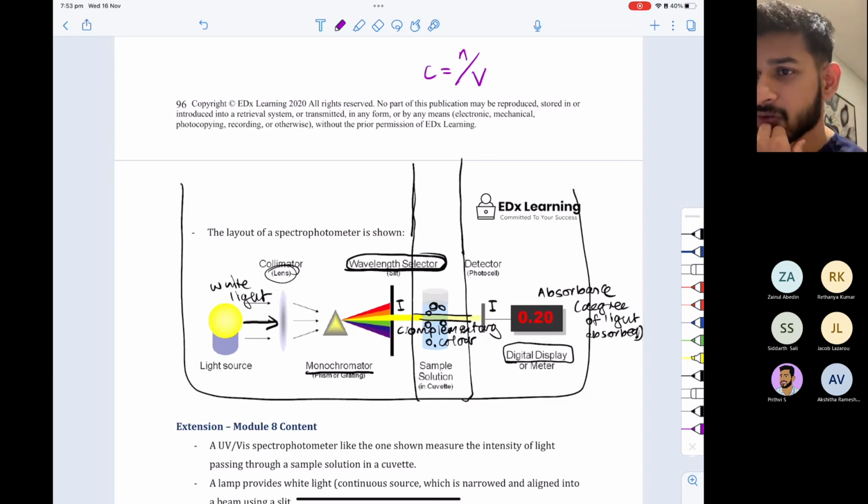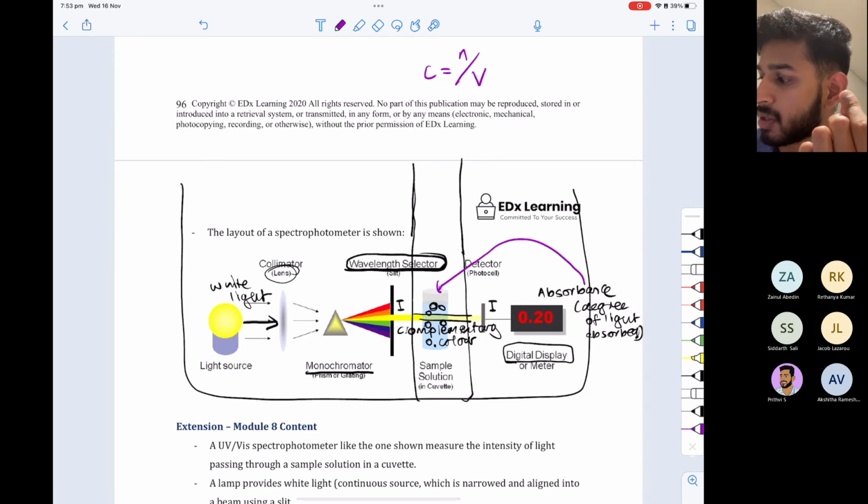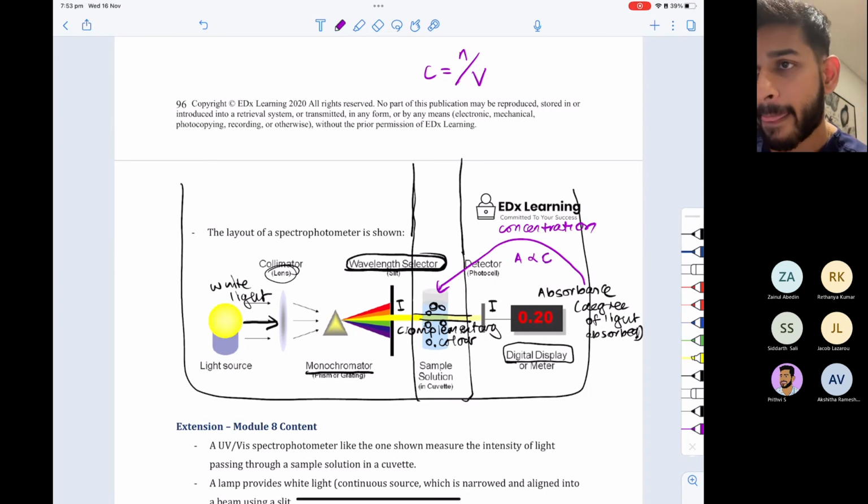Does that make sense to everyone so far? So hopefully you all understand colorimetry. What is it? It's an example of spectroscopy. We'll be passing light-specific wavelengths through colored solutions, and we'll be using this to determine the absorbance. And from the absorbance, we can determine the concentration of the solution. And that's because absorbance is directly proportional to concentration.